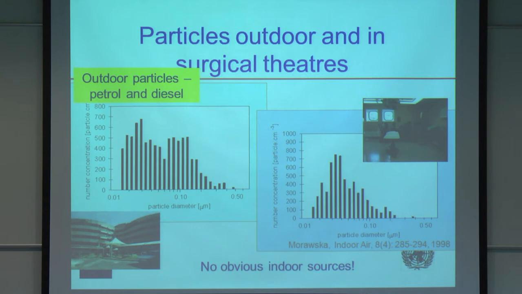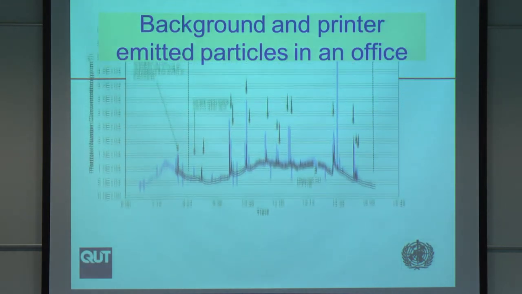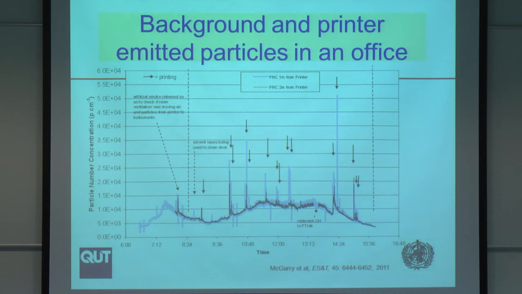And that's what we found out, that what we see here is the transformation of this distribution through the building ventilation system, which removes these particles more efficiently by diffusion and all the other processes which are important for this size. And for larger particles, removal is more efficient because of impaction and so on. So this is the transformation, and in fact, this is background from outside. These are outdoor particles transported by the building.